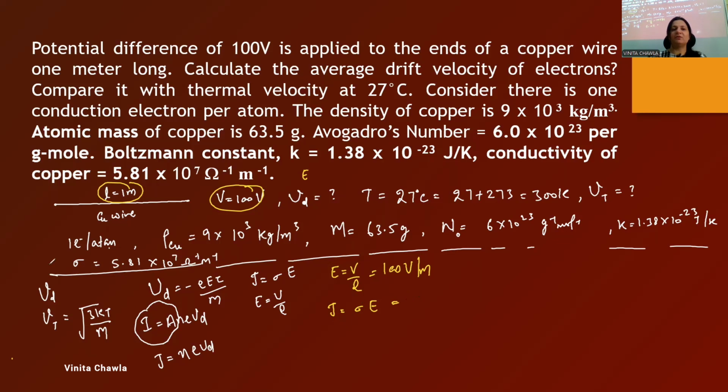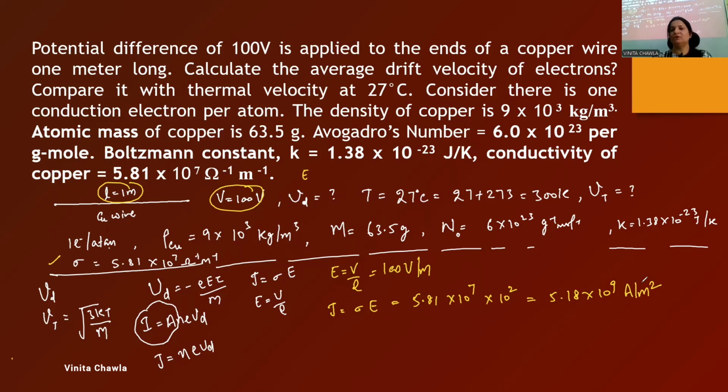करंट डेंसिटी ये था ना, ये रहा 5.81. Sigma is 5.81 into 10 raised to the power 7 per ohm per meter. इलेक्ट्रिक फील्ड डेंसिटी हमने फाइंड करा है अभी 10 power 2. तो ये आ गया 5.81 into 10 raised to the power 9. What is the unit of current density? करंट अपॉन एरिया है. यूनिट क्या होगी? एम्पियर पर मीटर स्क्वायर. ठीक है, सिग्मा आ गया.